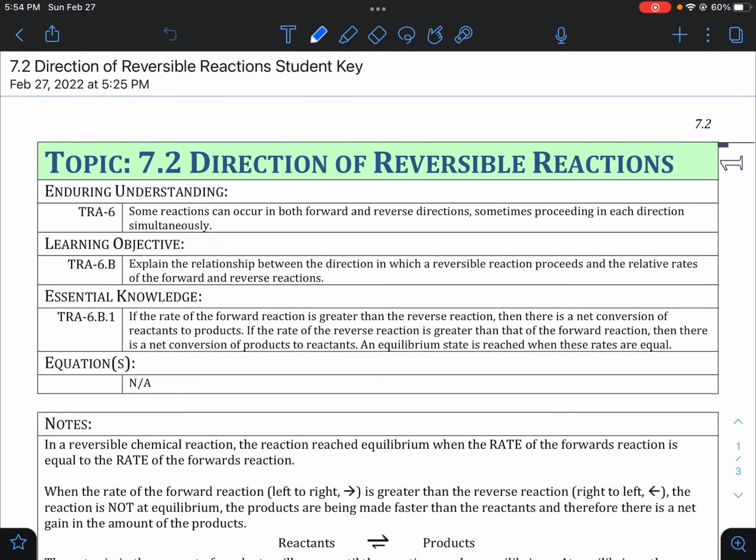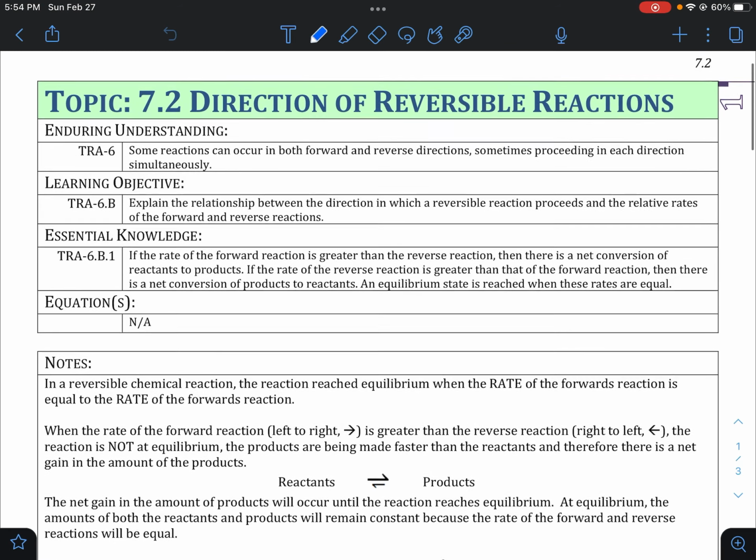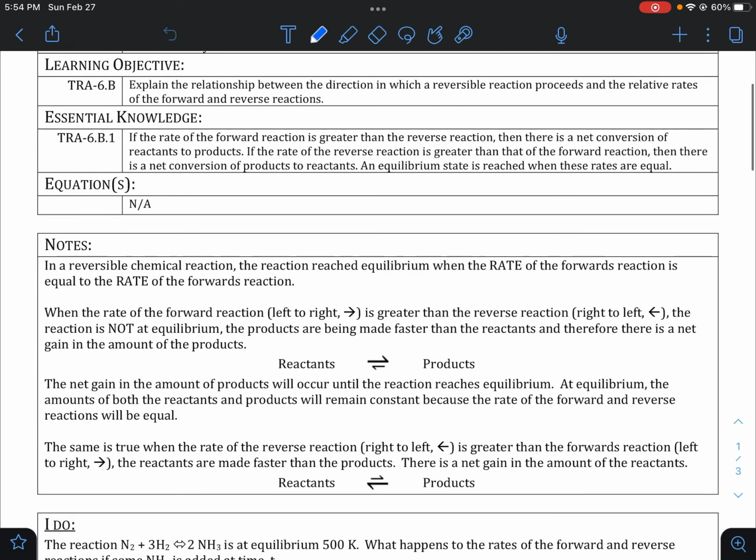This is the answer key video for the topic 7.2 practice problems on the direction of reversible reactions. Okay, so again, the whole point of equilibrium is that it is a reversible reaction. We can form products, we can form reactants, right? Again, forwards, backwards. And when we say forwards, we mean from left to right. When we talk about reverse, we're talking about from right to left, okay?